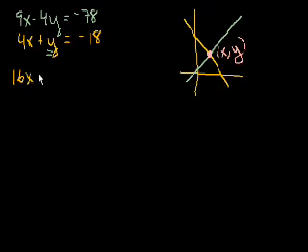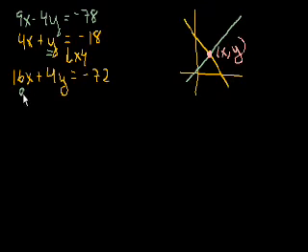16x plus 4y is equal to minus 72. Right? All I did is I multiplied both sides of this equation by 4. Right? And you have to multiply every term because it's distributive property and both sides. Whatever you do to one side, you have to do the other. And let me rewrite that top equation again, and I'll write it in the same color just so we can keep track of things. 9x minus 4y is equal to minus 78.